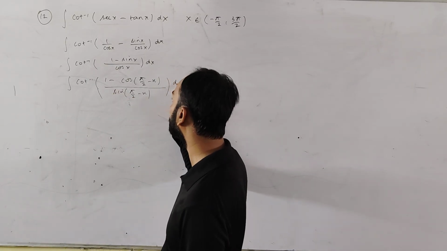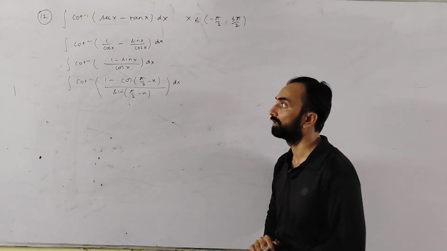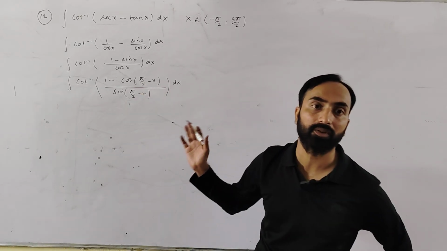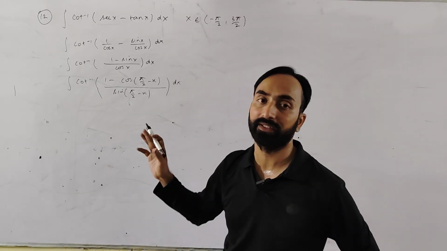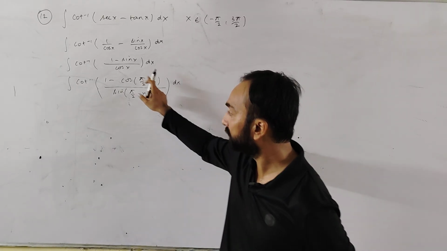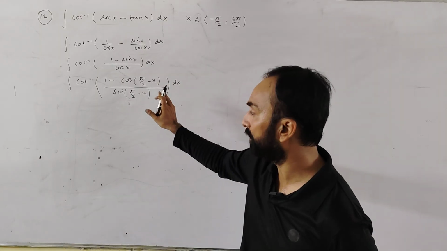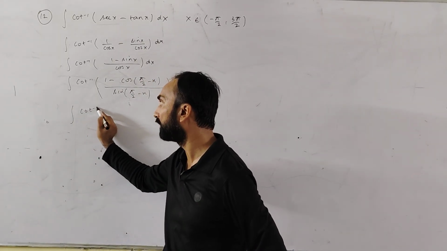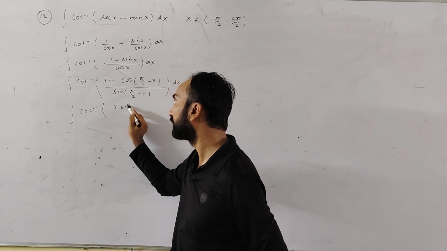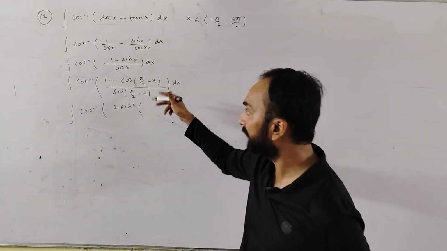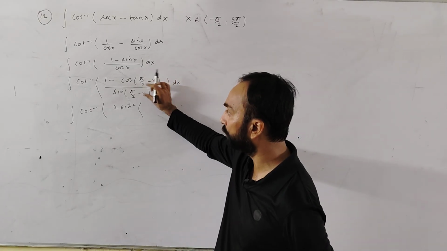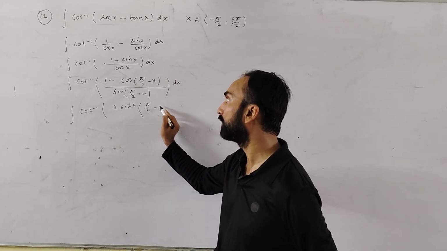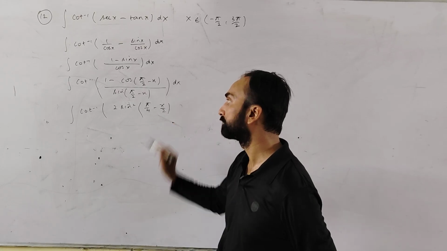Now why we are doing this, it has some benefit, right? This is 1 minus cos theta, and 1 minus cos theta can be written as 2 sin square of theta by 2, right? So assume this as theta or x, whatever you want to assume. And this can be written as cot inverse of 2 sin square, and when I say x by 2, it means that the angle you have to divide by 2. So pi by 2 will actually become pi by 4 minus x by 2.